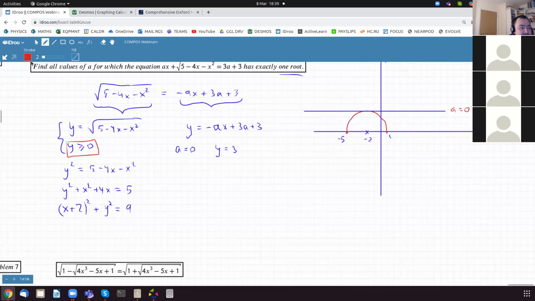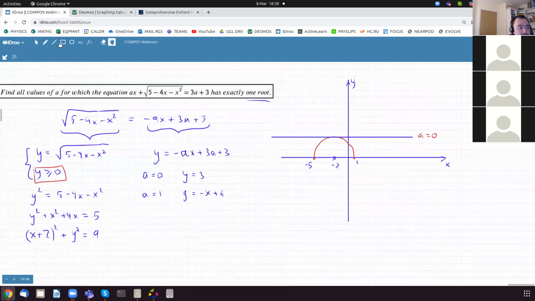What happens if a equals 1? If a equals 1, y is minus x plus 6. Okay. Minus x plus 6, so you can sketch that. So it goes through here.